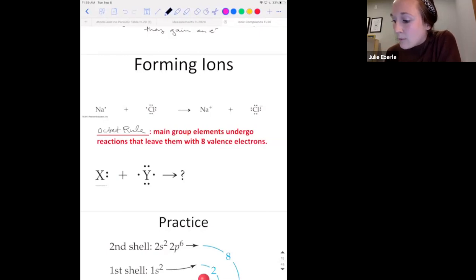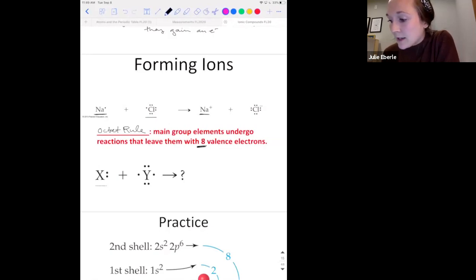It is how main group elements undergo reactions that leave them with 8 valence electrons. We said there's a magic number. Everything is more stable when they have 8. If I drew the electron dot structures for sodium and chlorine, they give away and receive electrons so that they're left with 8, okay?